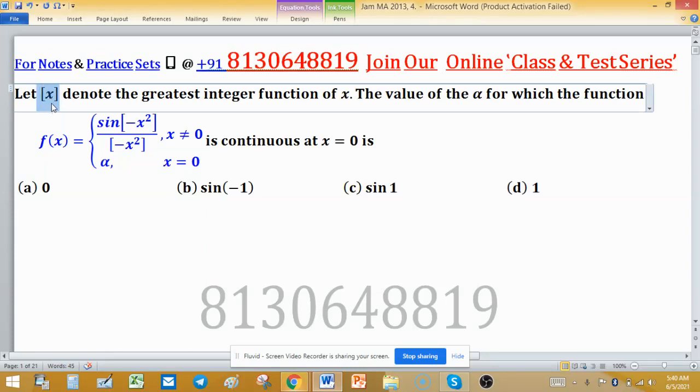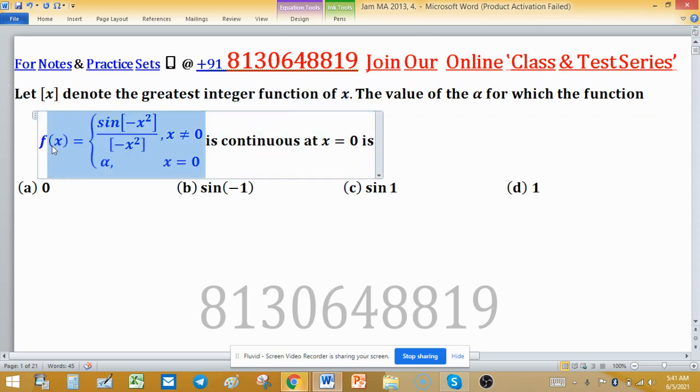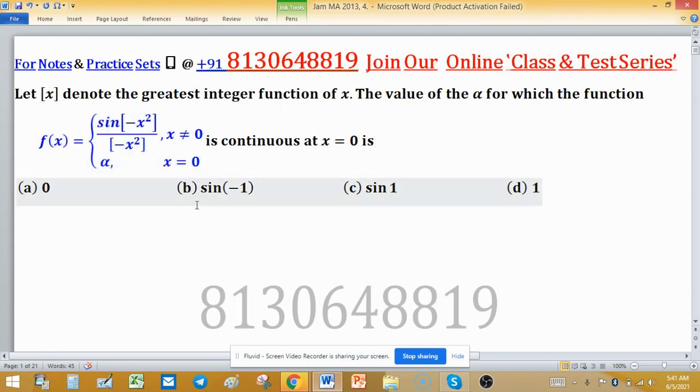Let [x] denote the greatest integer function of x, and we are all aware of the greatest integer function. Then find the value of alpha for which the function, with this defining structure, is continuous at x equal to 0. Related options are given.